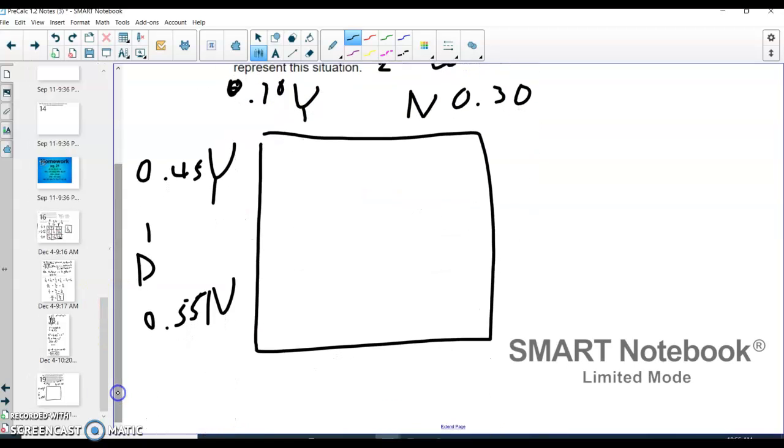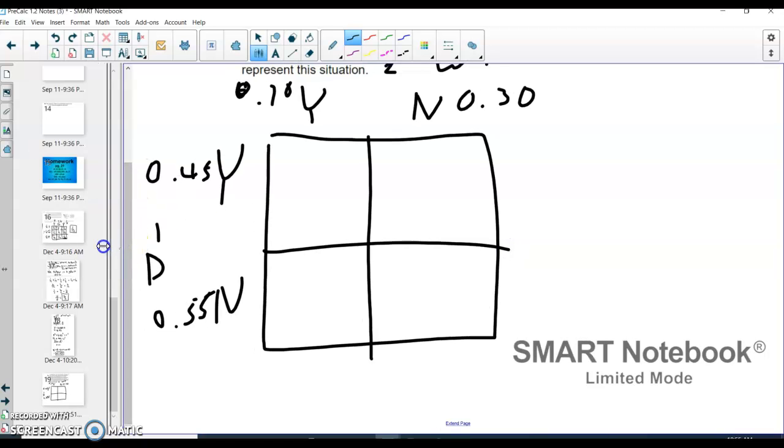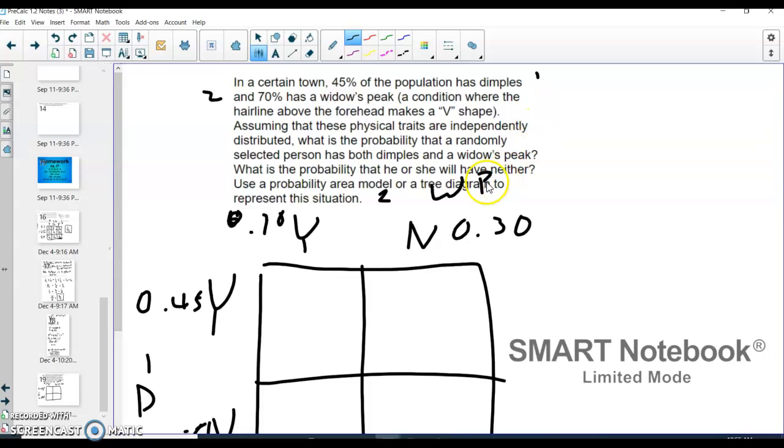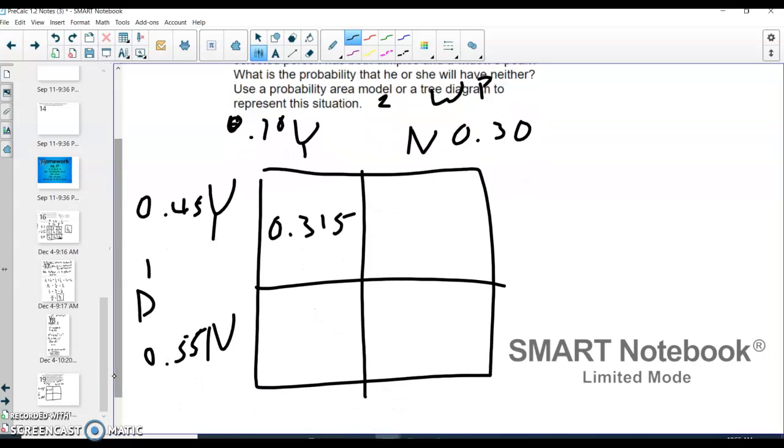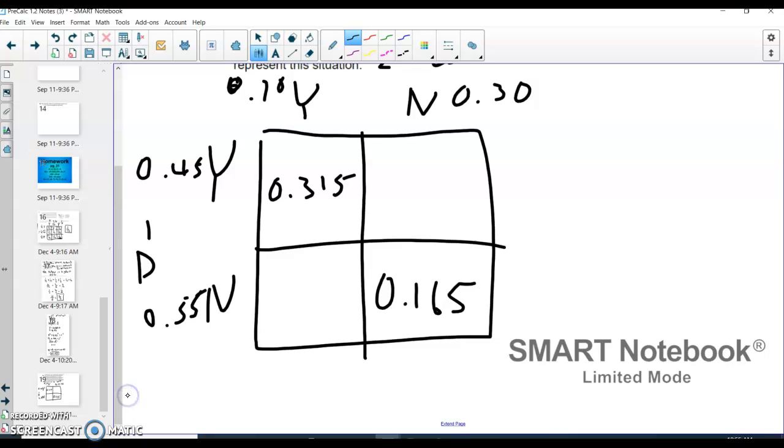So now I can multiply to figure out what goes in my area model. I want yes, yes, and no, no according to the problem, because I want the probability they have both or neither. Both would be yes, yes; neither would be no, no. So I'm going to use my calculator to multiply these decimals. 0.45 from the first yes times 0.70 from the second is 0.315. And for no, no, that's 0.55 times 0.3, and that is 0.165.